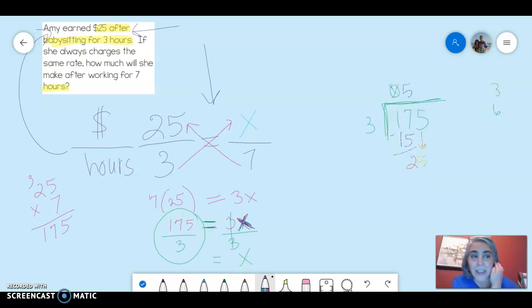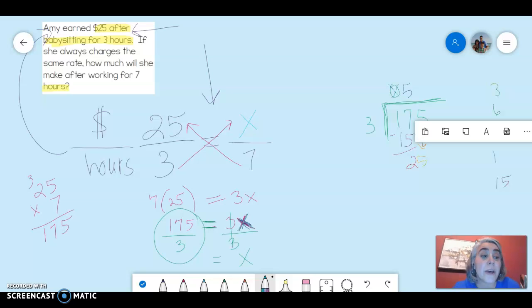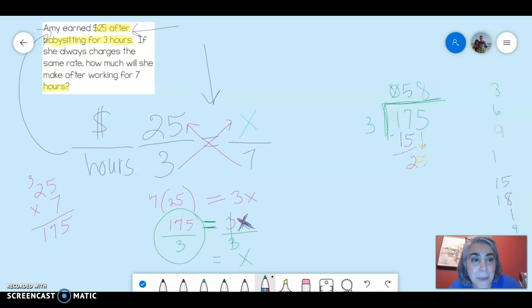I'm going to switch pens and see if I can make it better. 3, 6, 9, 12, 15, 18, 21, 24. I'm not to 25 yet. So definitely the 24. 1, 2, 3, 4, 5, 6, 7, 8. So I'm going to put this 8 up here, and 8 times 3 is that 24 that we're talking about.